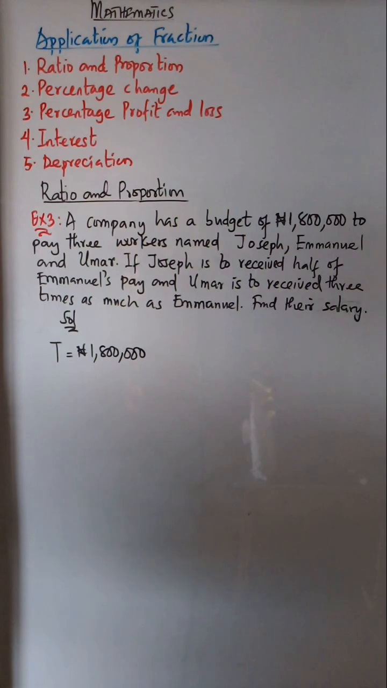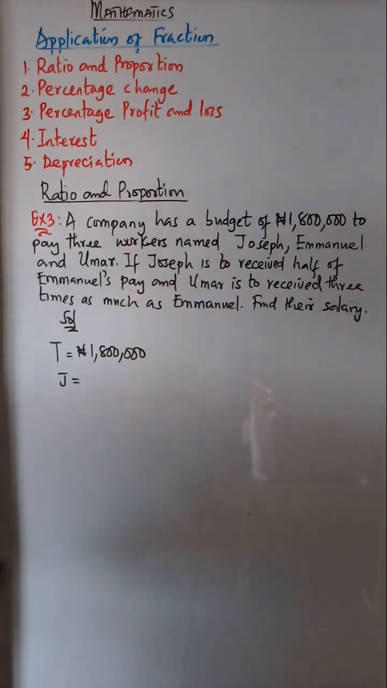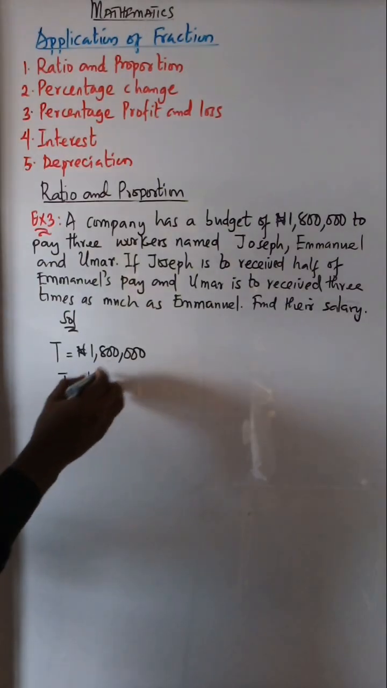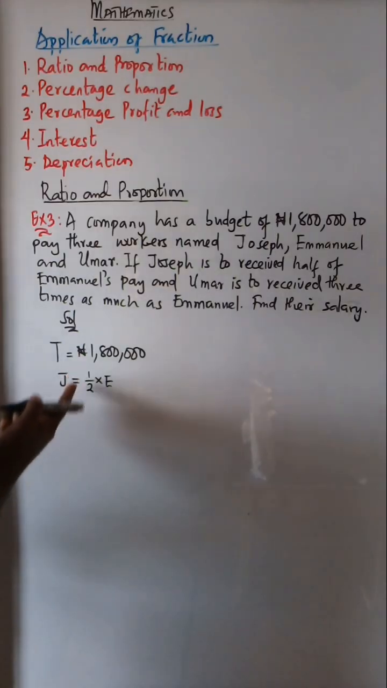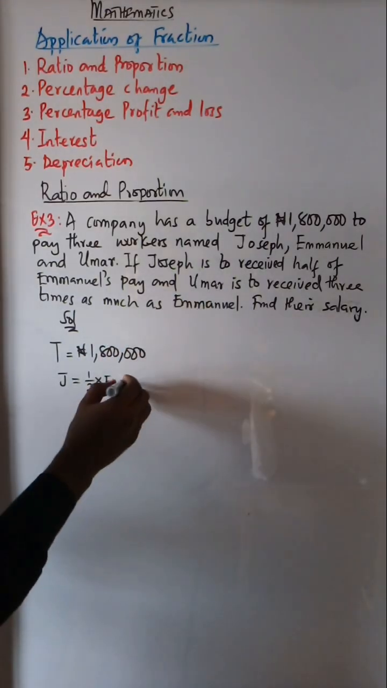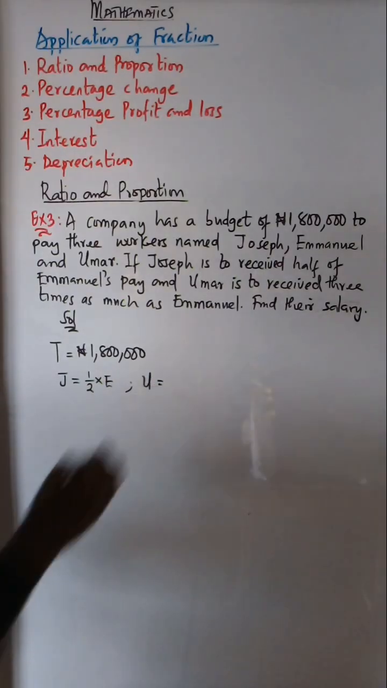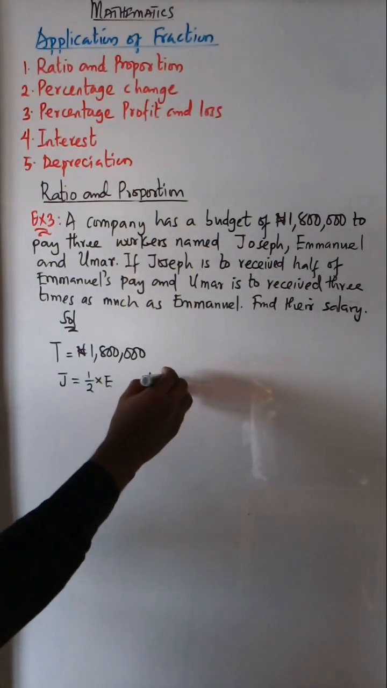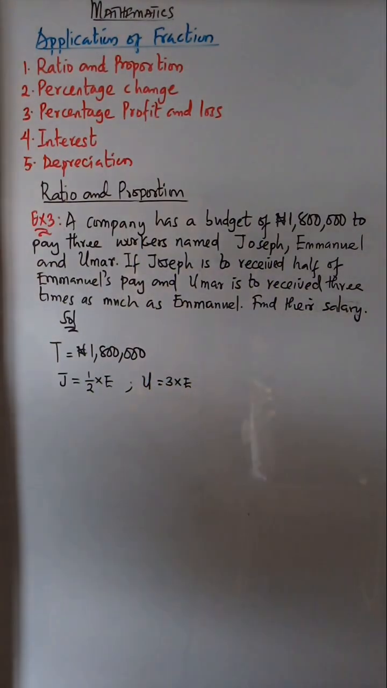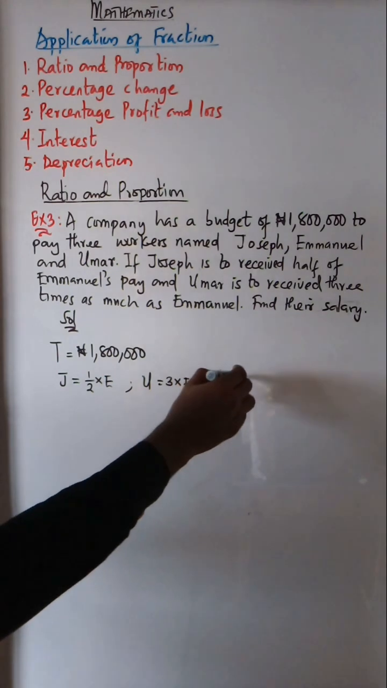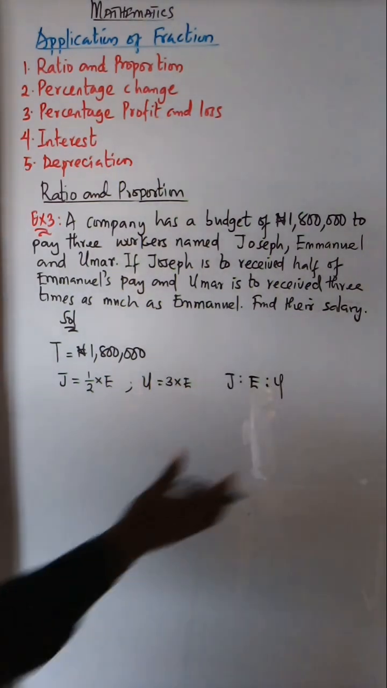If Joseph, J, is to receive half of Emmanuel's pay, half of means times Emmanuel's pay, Joseph J can be equals to half of Emmanuel's pay, and Umar, let's say U, is to receive 3 times as much as Emmanuel. That's 3 times as much as Emmanuel. Find their salary. To know their salary, you have to know the ratio of Joseph to Emmanuel to Umar. If you don't know the ratio, we can proceed.